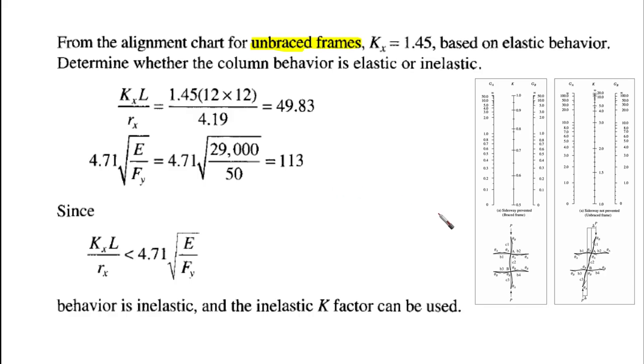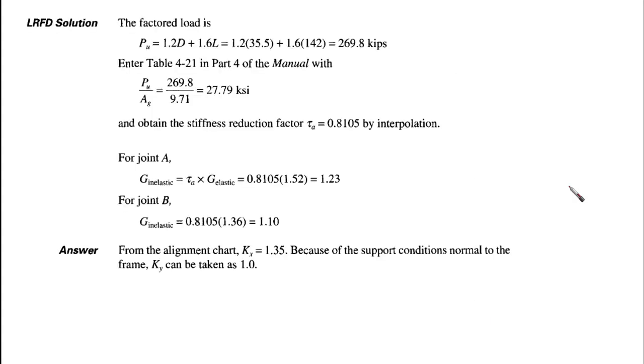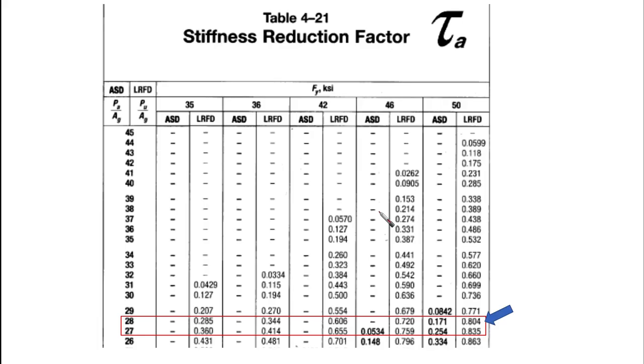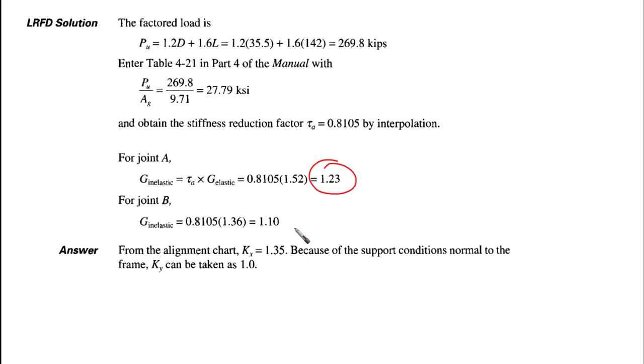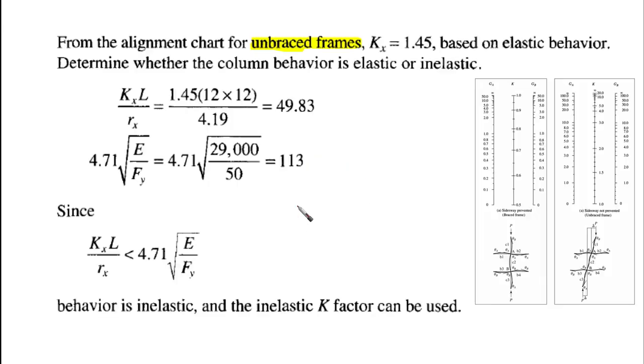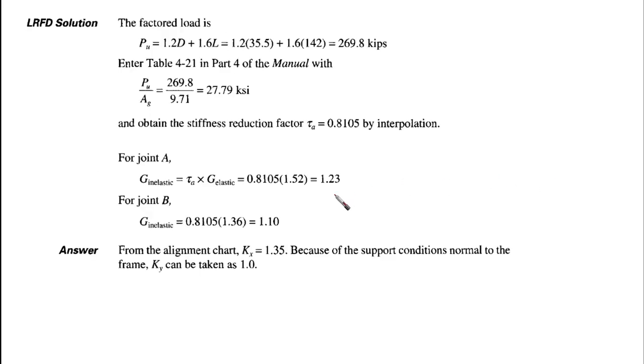So let's go to the alignment chart. It is less now. So we are having 1.23 and 1.1. 1.23 and 1.21 here almost. So we are having something here. So as they are providing it, it is going to be 1.36.